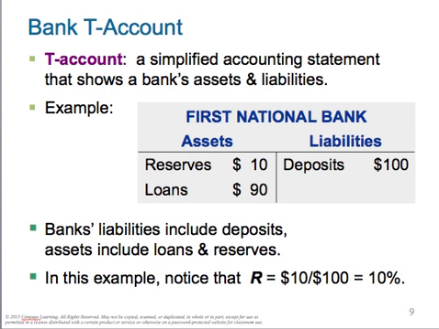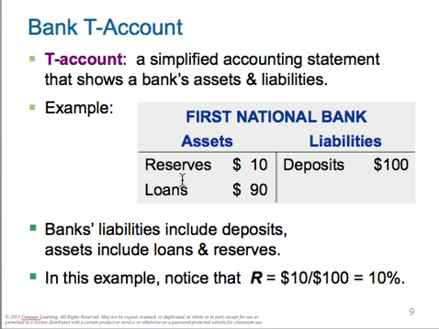Now, a bank T account. A T account is a simplified accounting statement that shows a bank's assets and liabilities. For example, let's look at a fictitious First National Bank. Here are their assets on the left. They have reserves of $10 and they've made loans out to the public, to their customers, of $90. That's the assets they have.